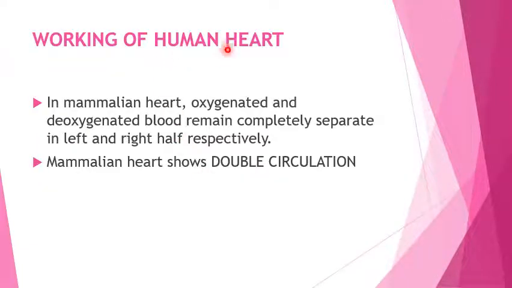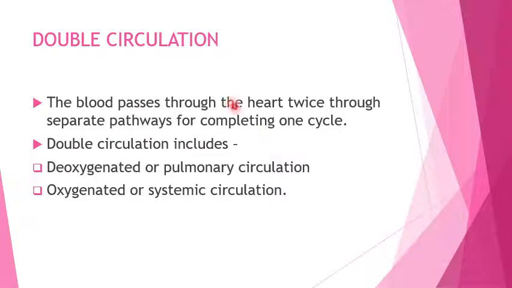Working of human heart. This is very important. In the mammalian heart, oxygenated and deoxygenated blood remain completely separate in the right and the left part of the heart. The mammalian heart shows double circulation. So what is double circulation? Very important question. What is double circulation?